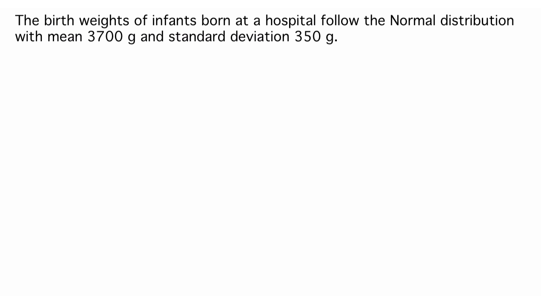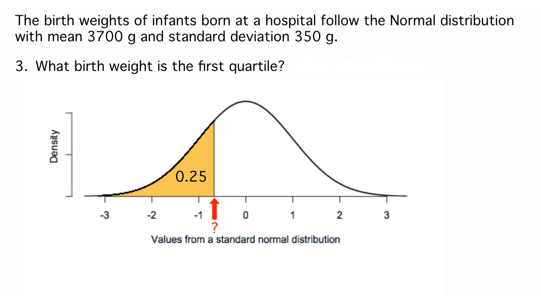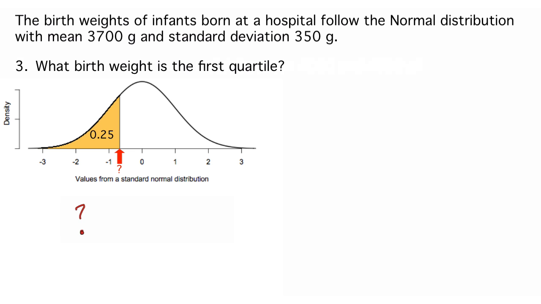And finally, our third question. What birth weight is the first quartile? The first quartile is the value such that the probability of being less than it is 0.25, 1/4. For a standard normal distribution, this is halfway between negative 0.67 and negative 0.68. We'll approximate it as the value halfway between, that is negative 0.675. Of course, if you have a computer, you can get that more accurately. Now that's for a standard normal distribution.